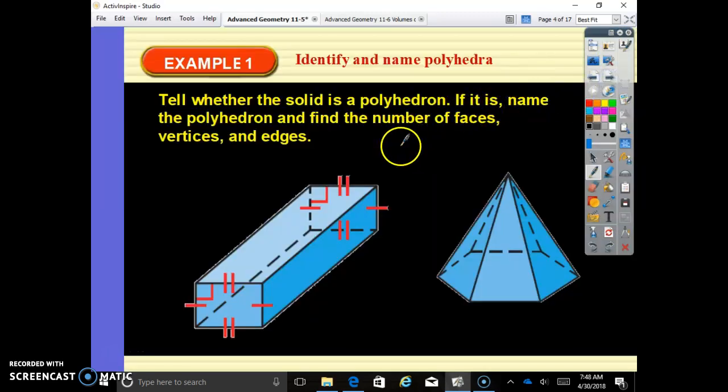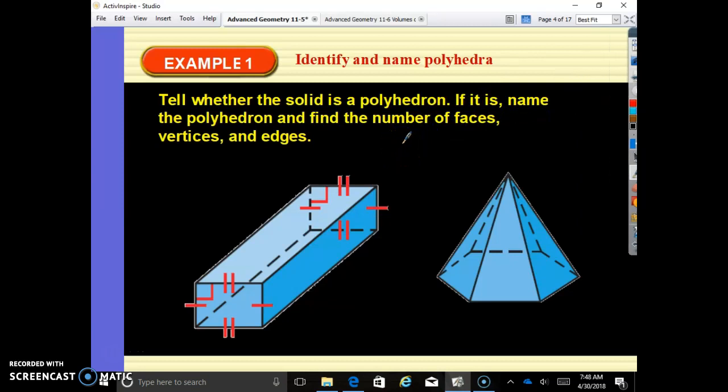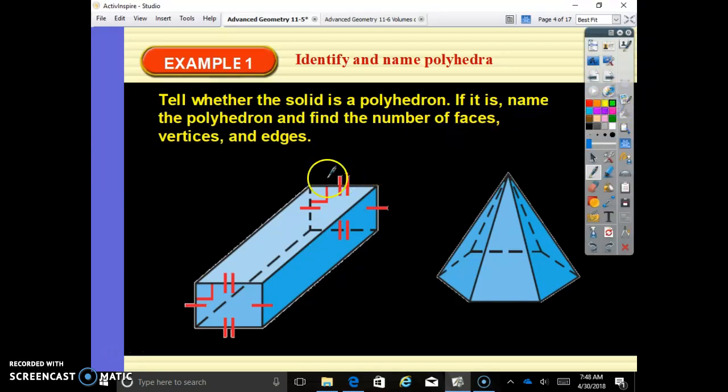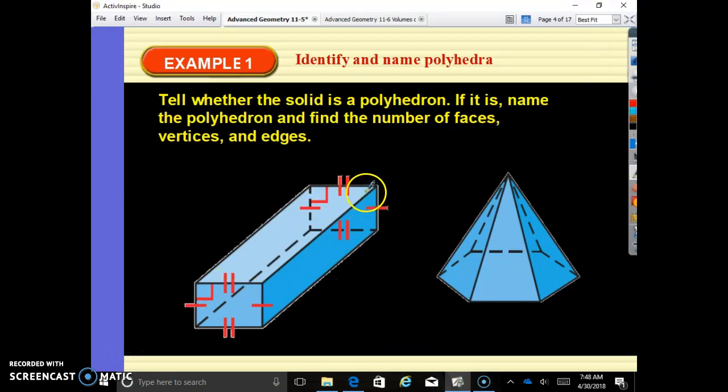All right, so tell whether the solid is a polyhedron. If it is, name the polyhedron and find the number of faces, vertices, and edges. So I want you guys to look at this. When you're looking at this, if it is a prism, it'll have two bases and all rectangular faces. The number of rectangular faces will equal the number of sides the bases have. The base names the shape.